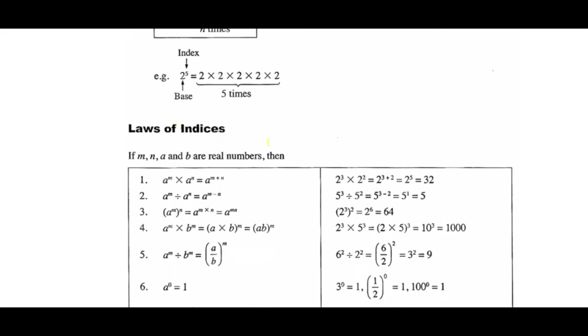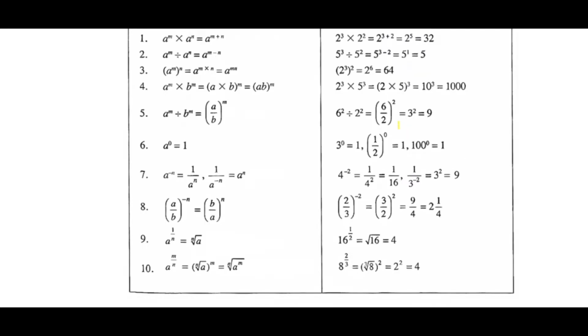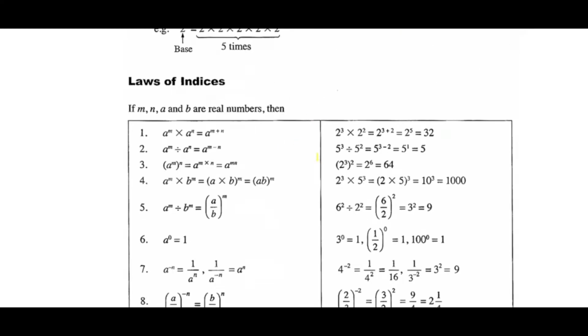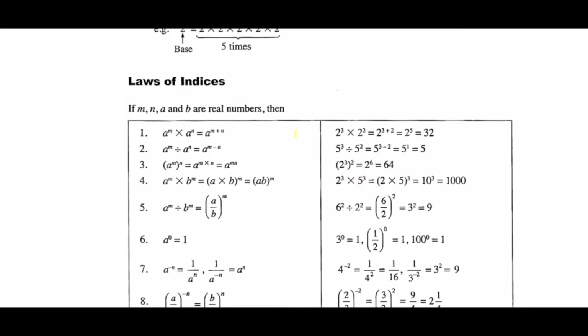Now let's go on to the more important portion, the laws of indices. You will have to remember all of these different rules by which you can manipulate indices. I understand that a lot of you may have difficulty remembering, so shortly I'll be going into how you prove or derive them. Hopefully that will help you remember better, but for now let's take a look at what the laws of indices are.